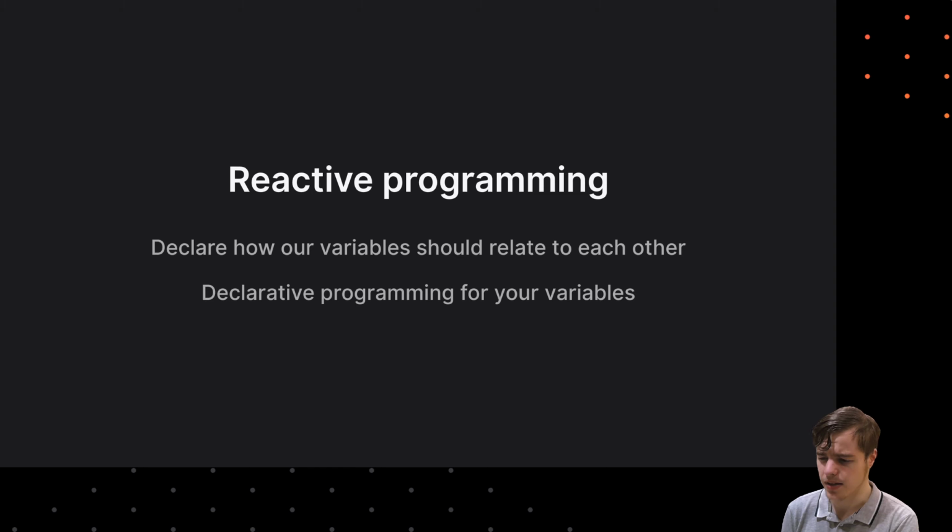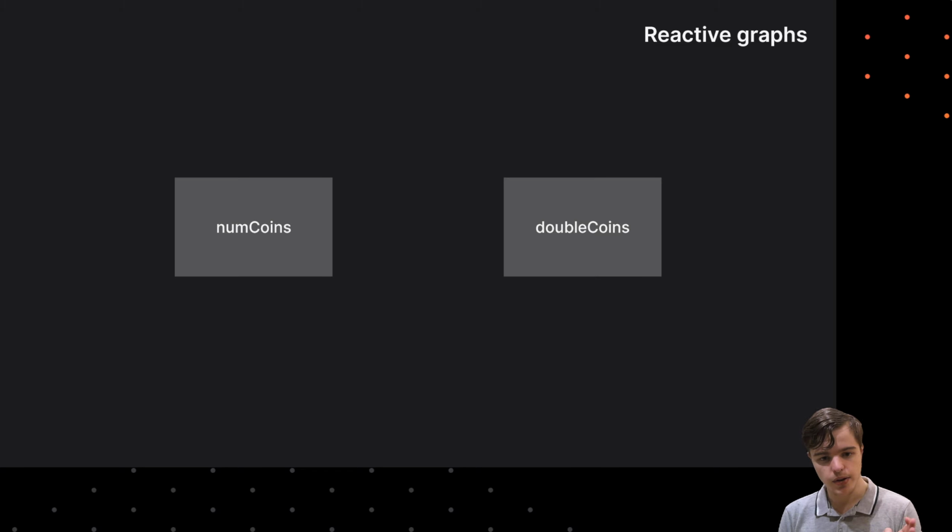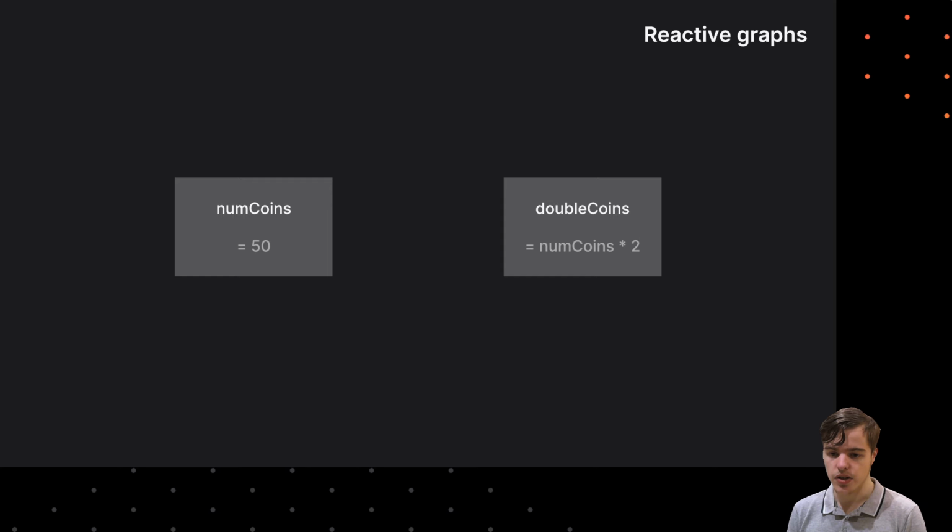So since we're going to be talking about these kinds of relationships a lot, let's use a diagram that helps us see them. So we'll start by putting our variables in boxes. So we have numCoins and we have double coins. We'll write their values inside, so numCoins is 50 and double coins is numCoins times 2. And we'll use arrows to show when one variable uses another. This diagram that we've drawn is a very simple example of something called a reactive graph. These are useful because the arrows show you how your data flows through your variables. Now, of course, this is a very simple example to illustrate the basic idea. So let's take a look at a bit more of a realistic graph.